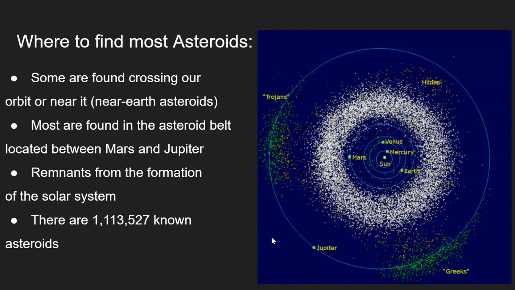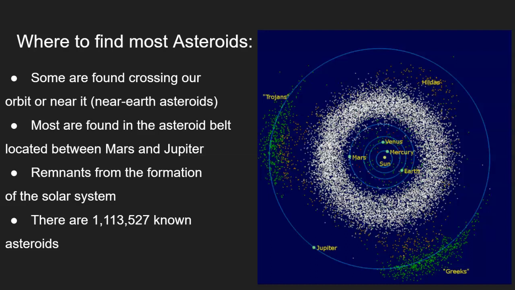Now, where do you find most of the asteroids in our solar system? Well, this diagram on the right kind of shows, all those little dots are where the asteroids tend to be. There are some that are found crossing our orbit. These are called near-Earth asteroids. So as you can see, when you get closer to the Earth, there are a lot fewer dots around there, but there are still a bunch that are near our orbit.